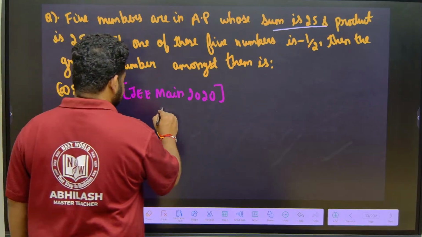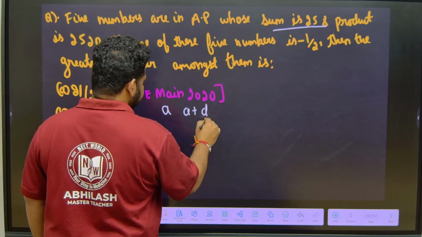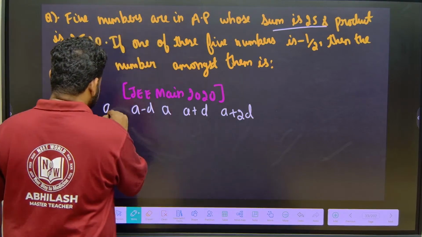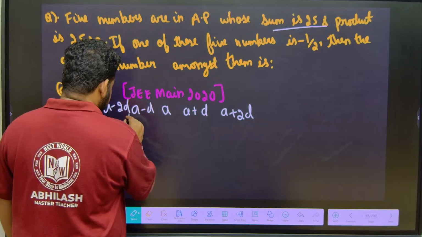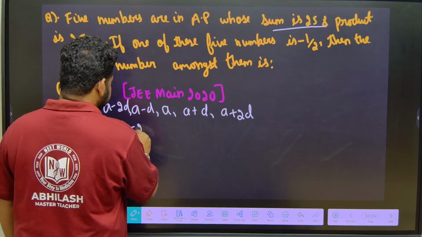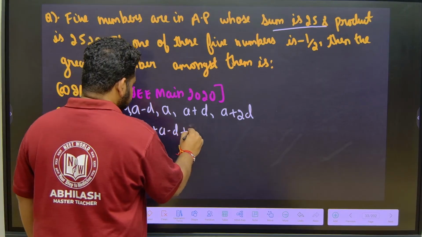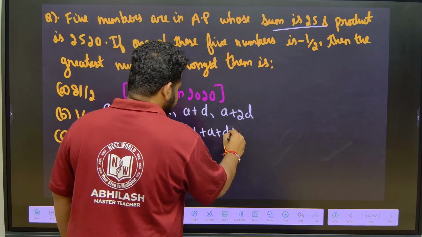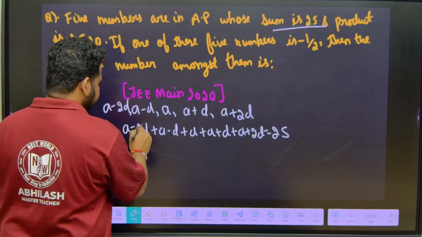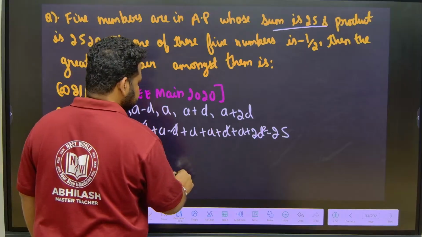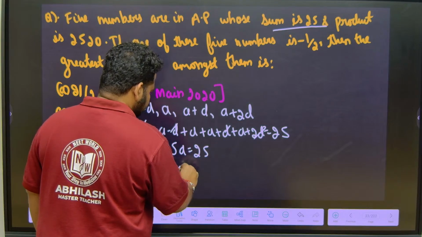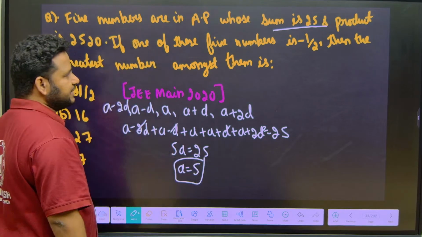So 5 numbers means, let us take them as a minus 2d, a minus d, a, a plus d, a plus 2d. These are the terms. They are telling the sum is equal to 25. That means if I add a minus 2d plus a minus d plus a plus d plus a plus 2d, it is equal to 25. Minus 2d plus 2d cancels, minus d plus d cancels. So we will be left with 5a is equal to 25. We will get a is equal to 25 by 5, that is 5. We will get a is equal to 5.